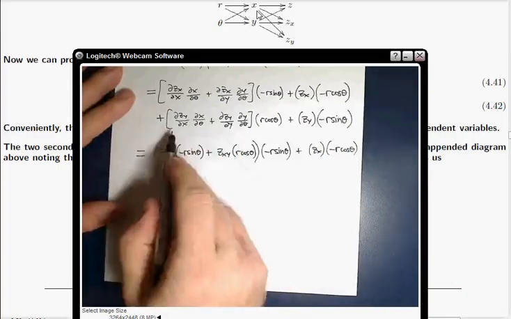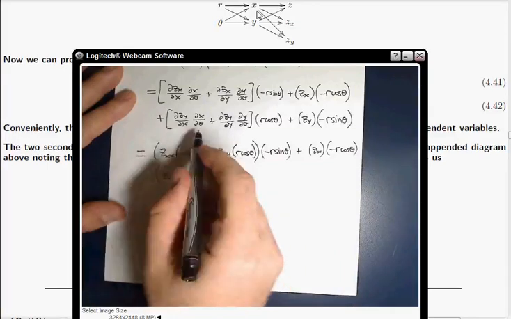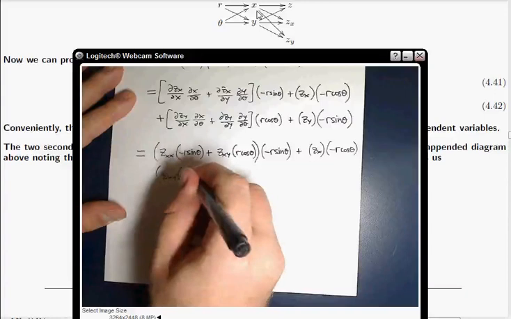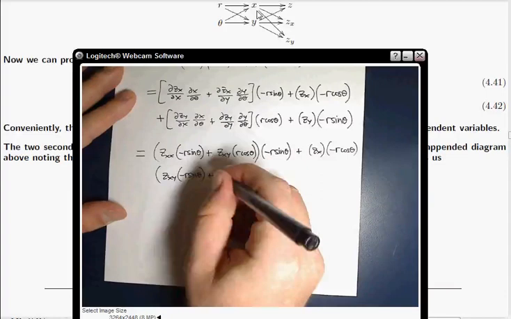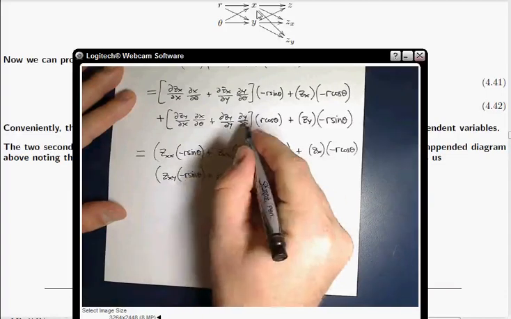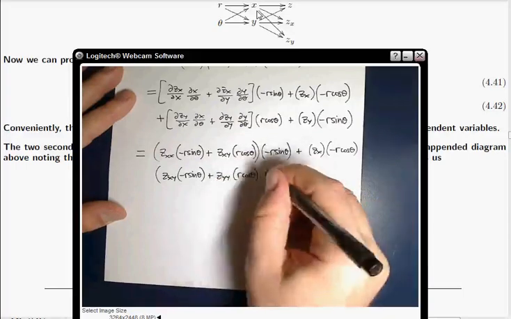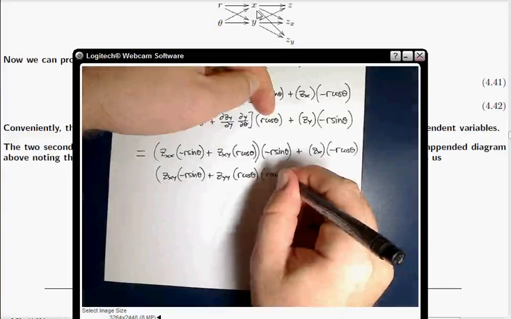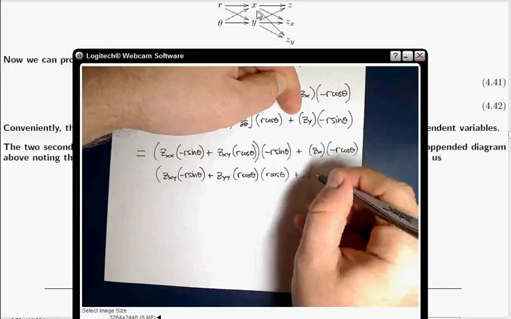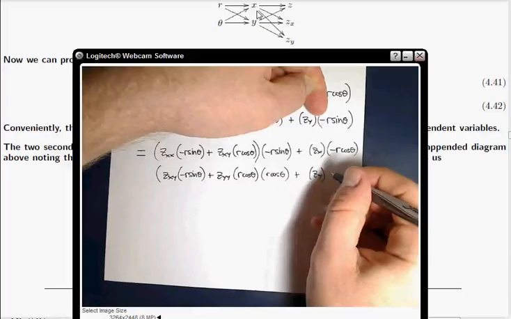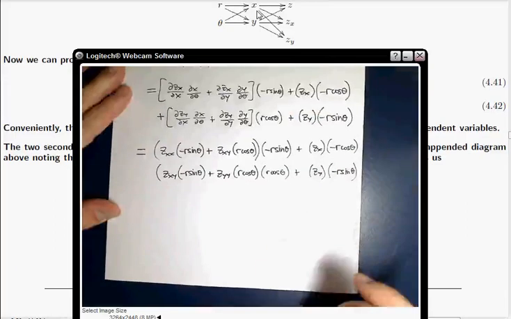I can simplify a lot of this stuff. This is zxy, negative r sine theta, zyy, r cosine theta, the r cosine theta there, still there, and then again recopying zy, negative r sine theta. Whew, okay, bunch of stuff.